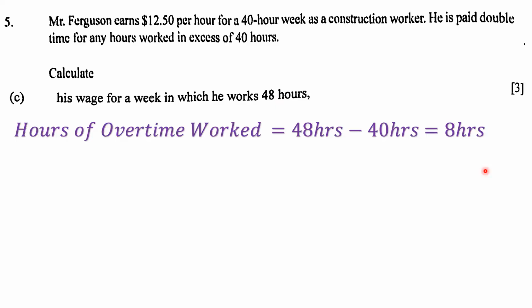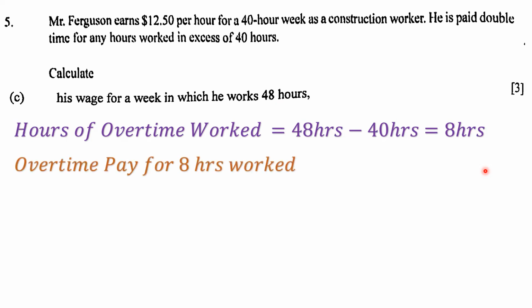He worked 8 hours overtime, and for his regular work week, he worked 40 hours. So 40 hours normal week hours, and then 8 hours overtime. So let's figure out his overtime pay for the 8 hours worked. We know for every hour of overtime, he's paid $25. That's what we just calculated. So if he worked 8 hours overtime, he's going to get paid 8 times 25, which is going to be $200. So for his overtime, he gets paid $200.